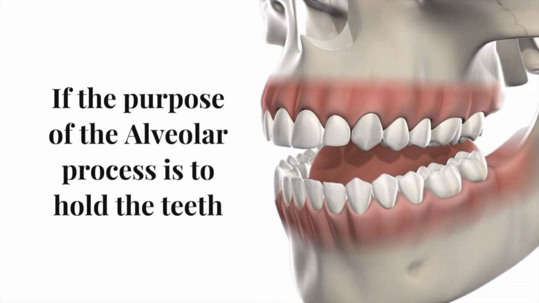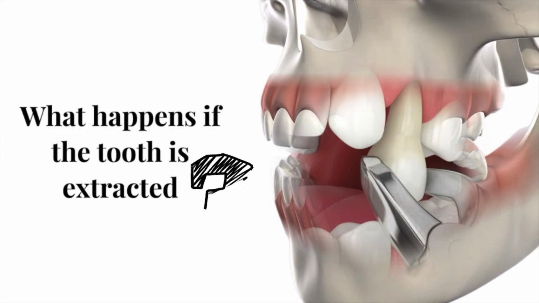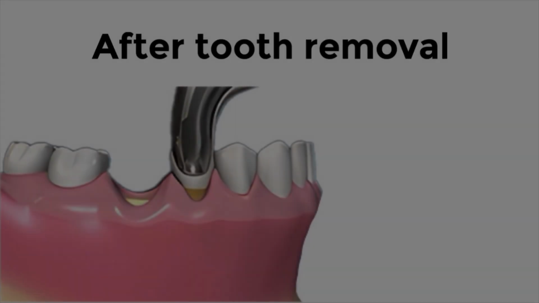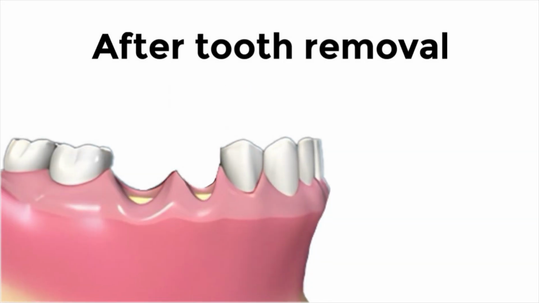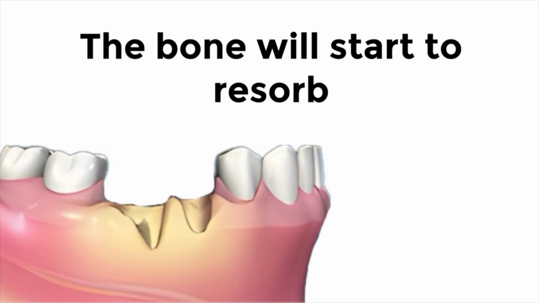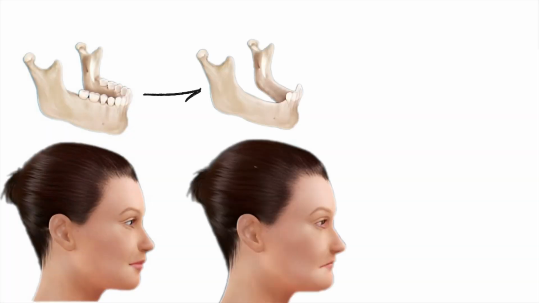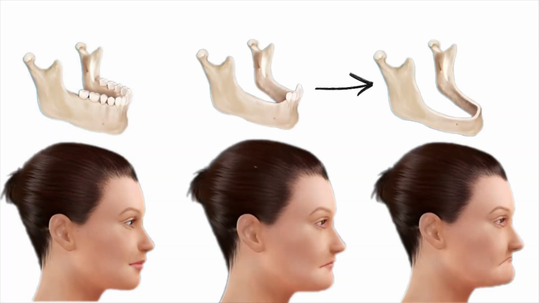So if the main purpose of the alveolar process is to house and contain the teeth, what happens when the tooth is gone? A tooth extraction is a process where the tooth is removed from the socket. The bone is no longer stimulated in the area and starts to slowly collapse inwards, resorbing further over time. As more teeth are lost, it will cause the facial structures to change, causing a more sunken-in appearance.